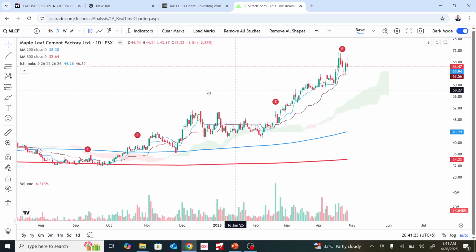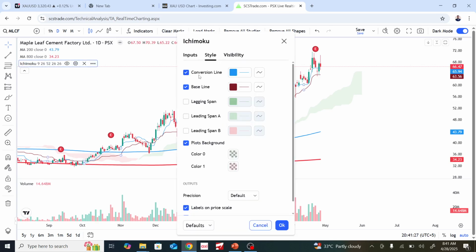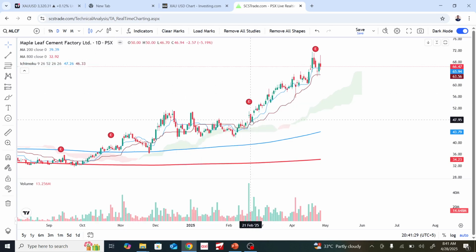Now, wait a second. This blue line is the conversion line, this red line is the baseline, this cloud is the Ichimoku cloud, this blue line is actually the 200 moving average, and this is the 800 moving average.